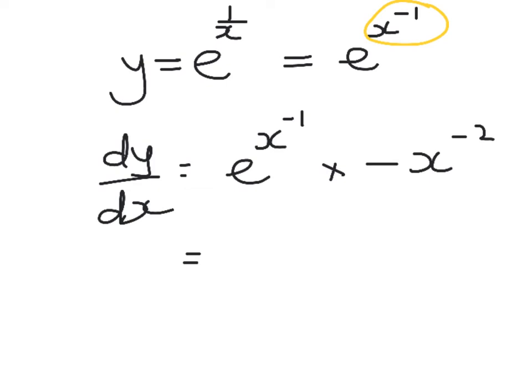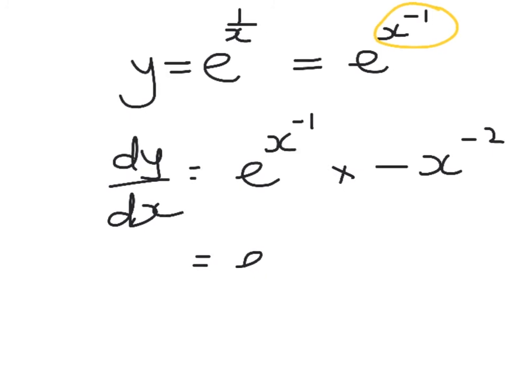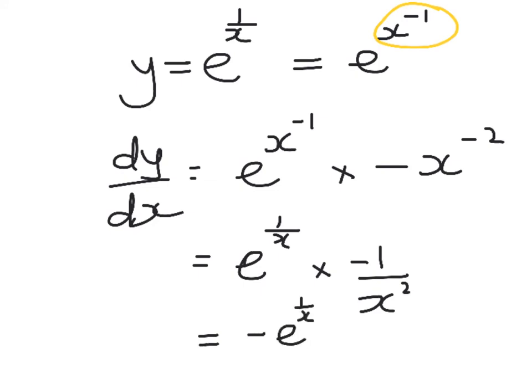Now we'll clean that up a bit, and we're going to get e to the 1 over x times negative 1 over x squared. It's fine to leave it like that, but a nicer way to write it would be negative e to the 1 over x, all over x squared. There we go.